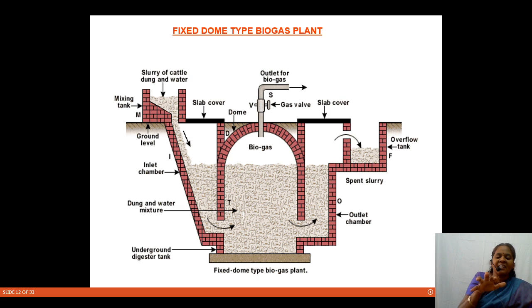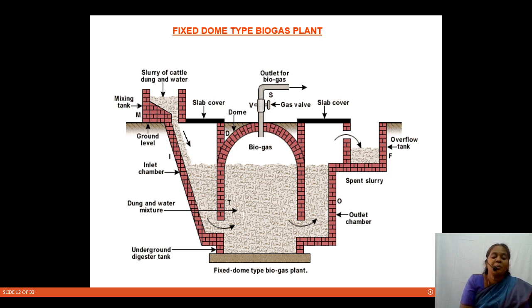More biogas entering means the dome automatically moves up. The dome which is showing here will be moving up, so the storage of biogas will be more inside it. This is the way they are doing it for the floating dome type of biogas plant.